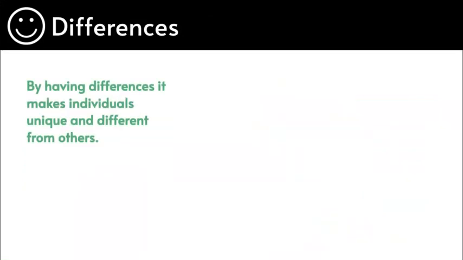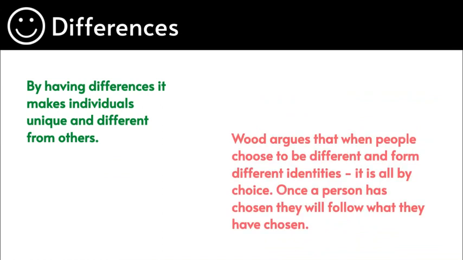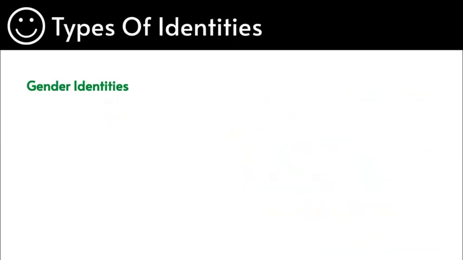So we've looked at similarities, let's look at the differences. By having differences, it makes individuals unique and different from others. Wood argues that when people choose to be different, it's simply based on a choice, and once they've made up their mind, you know what, we're going like this, they will go like that. So we must understand that within identity, there are some similarities which we have, but also some differences, and these differences make us unique from the rest.